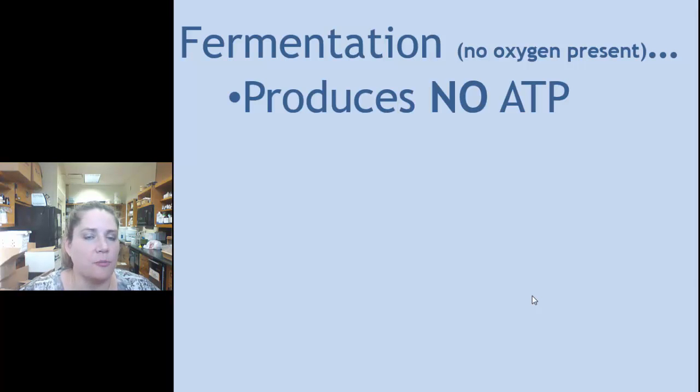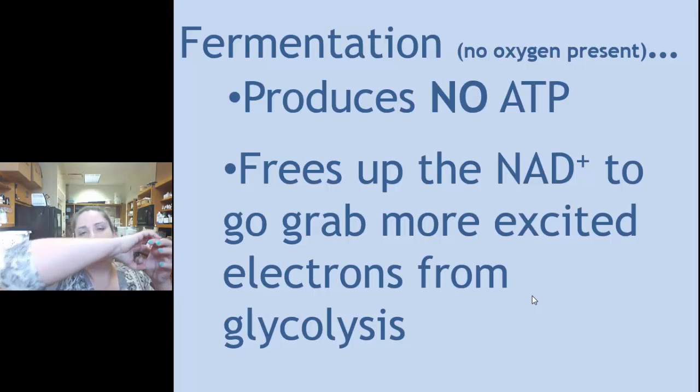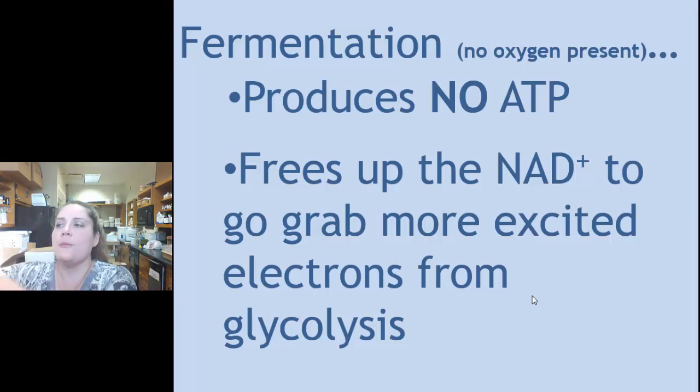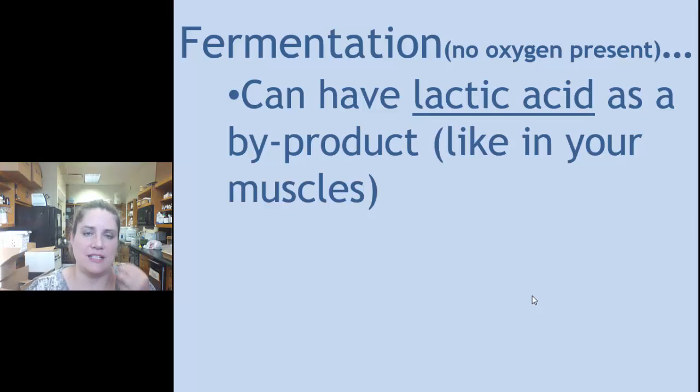So fermentation itself produces no ATP. No ATP gets produced. So remember, 2 ATP got produced in glycolysis, but fermentation does not produce any ATP at all. Okay, what it does do is free up the NAD pluses so that they can go grab more electrons to keep glycolysis going. So remember, glycolysis happened and the NAD plus came and snagged those electrons. And so what it'll do is take that to fermentation. Fermentation will kind of empty out the jar so the jar can go back and grab electrons from glycolysis again, so that at least glycolysis can keep happening.